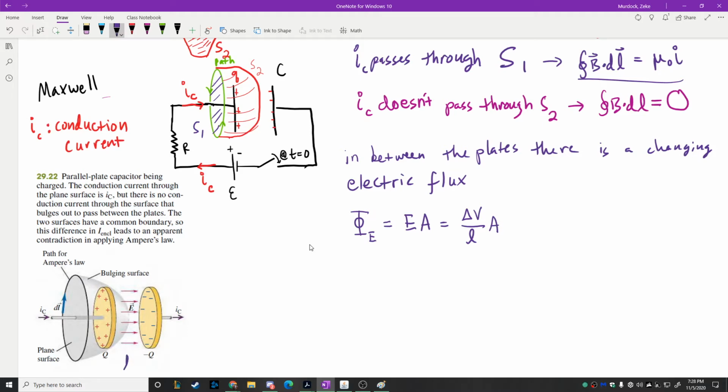So I have to label some things now. L would be the length between the plates here. And delta V would also be the potential difference between the plates. The potential difference, delta V, we get from the equation that Q is equal to C times delta V. Right? So this would be equal to Q over C times L times A, where C is capacitance. But if it's a parallel plate capacitor, then C is equal to epsilon naught A divided by the length between the plates.